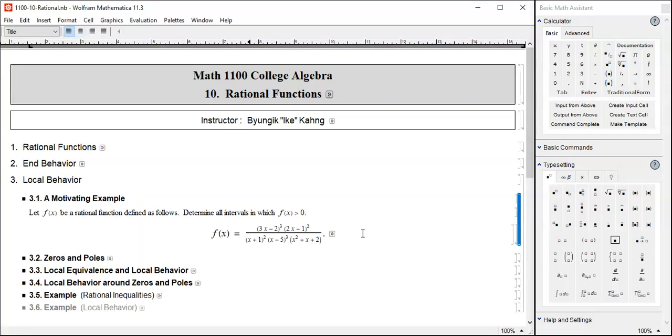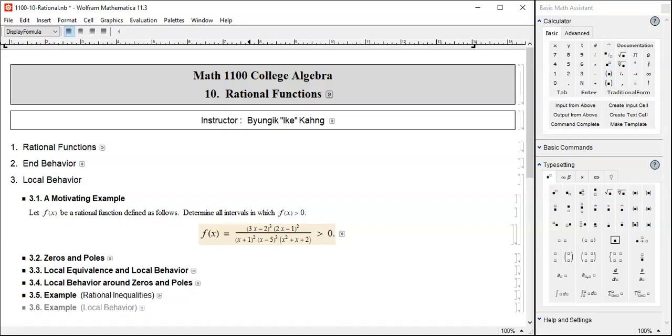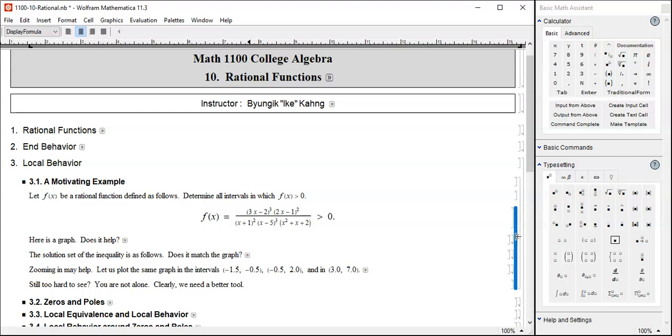Let's begin with a motivating example. Let f of x be a rational function defined like this and determine all intervals in which f of x is greater than 0. In other words, solve this inequality. How do you do that? Well, graph the function, and the function value f of x is a y-coordinate, and we're going to find out the part of the graph where y-coordinate is positive or above the x-axis.